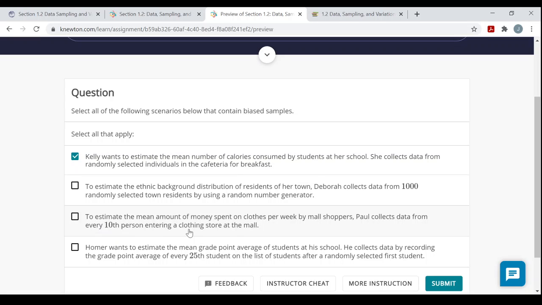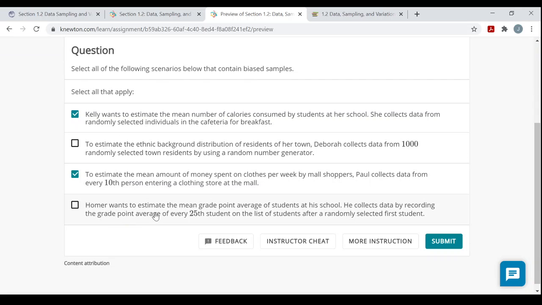All right, this is like the mall person again. Mall shoppers. This time it's Paul instead of Teresa, right? Yeah. That's definitely biased, right? Convenience sampling. Convenience sampling is not random. It's not good. Homer wants to estimate the mean grade point.